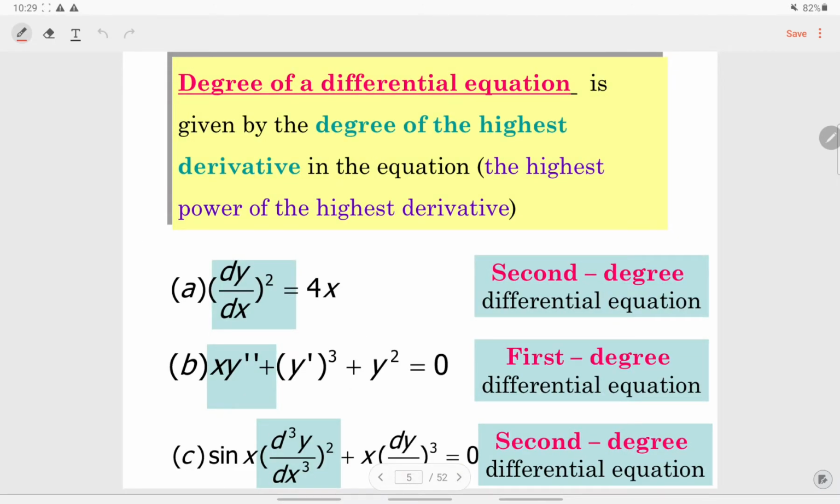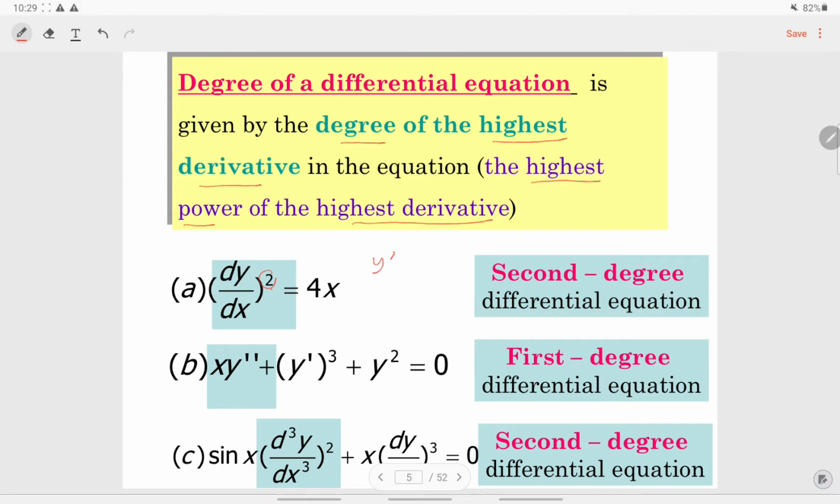How about the degree of differential equation? Degree of a differential equation is given by the degree of the highest derivative in the equation. That means the highest power of the highest derivative. For example, here dy over dx squared equal to 4x, meaning that this is the first derivative, right? The first derivative, and then the degree is power of 2.